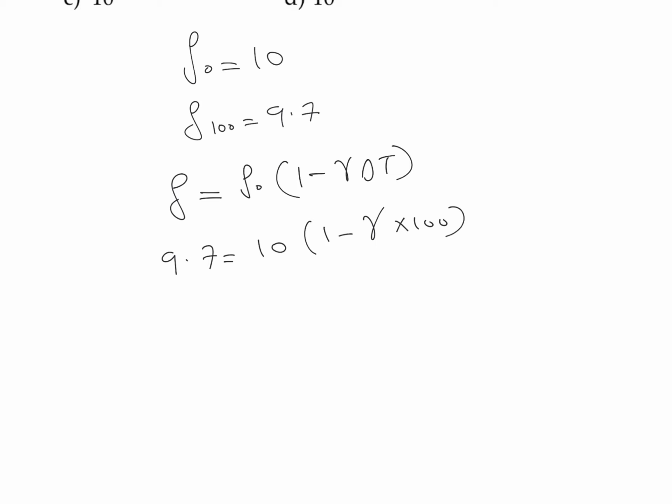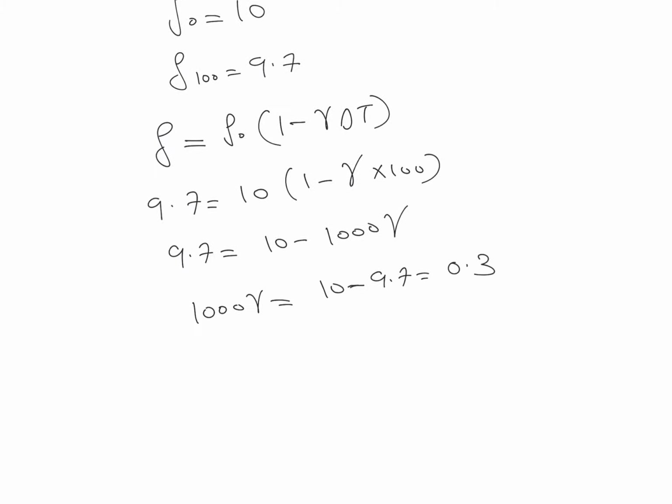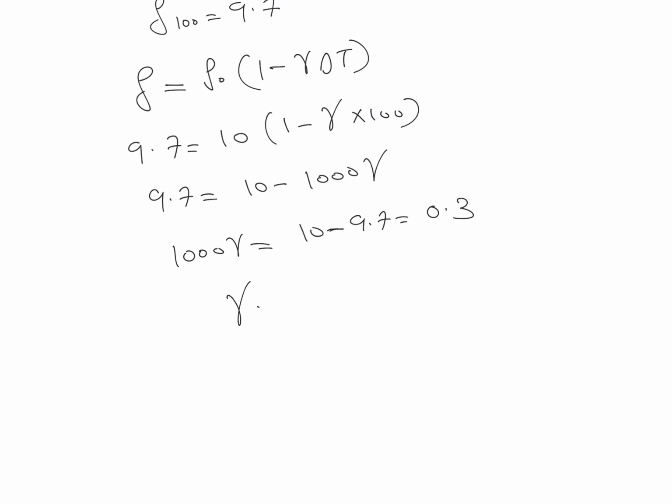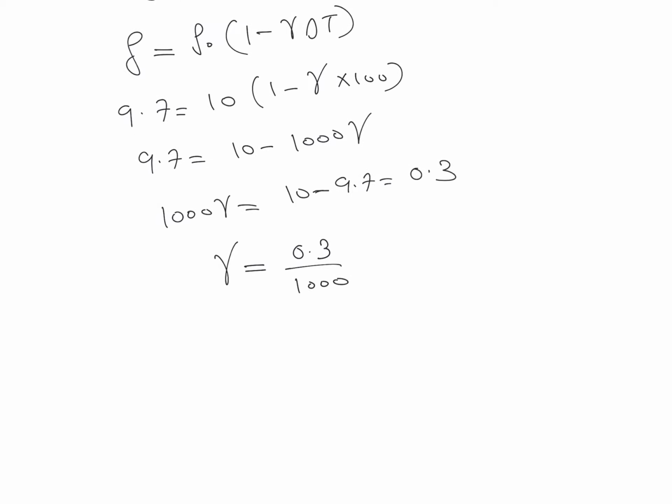So we can write 9.7 is equal to 10 minus 1000 into gamma. So 10 raised to 3 into gamma, or 1000 into gamma, is equal to 10 minus 9.7, which is equal to 0.3. So the value of gamma is equal to 0.3 divided by 1000.